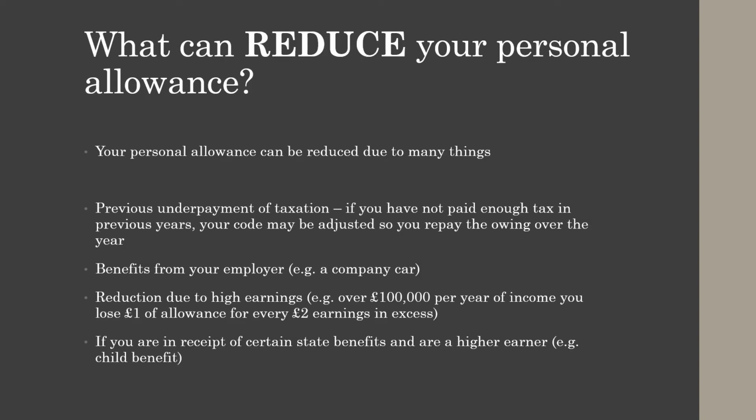Your personal allowance can be reduced due to many reasons, such as previously underpaid tax, whereby the tax code is reduced so that you repay what is owing to the HMRC. You may be in receipt of benefits, such as a company car. For high earners, if you earn over £100,000, for example, your personal allowance is reduced by £1 for every £2 over, and also in receipt of certain state benefits whilst a high earner, such as child benefit.